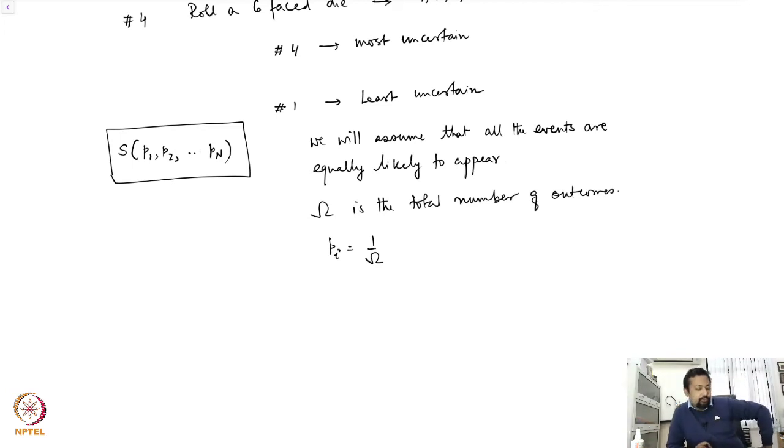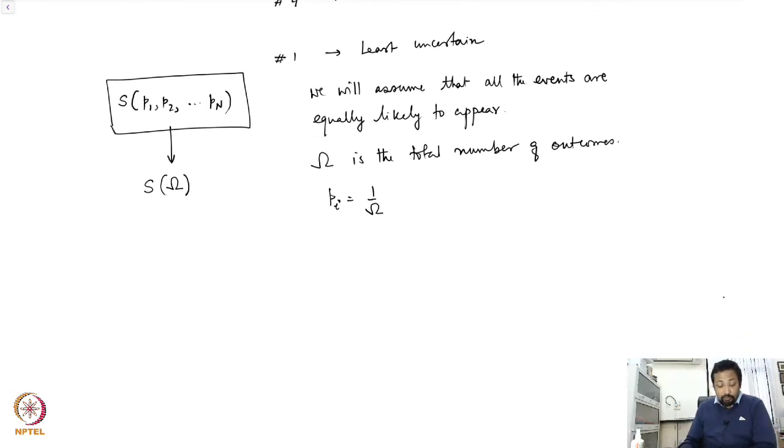We will first assume that all these events are equally likely to appear, and therefore all the outcomes have equal a priori probability, and that probability is given by 1 by omega. So this expression therefore now reduces to S of omega. Correct? So now it's clear. Let's see what characteristics that S will have.